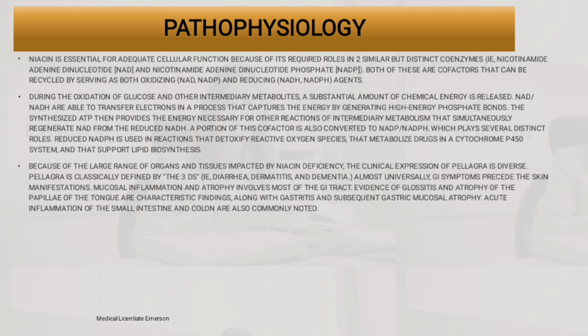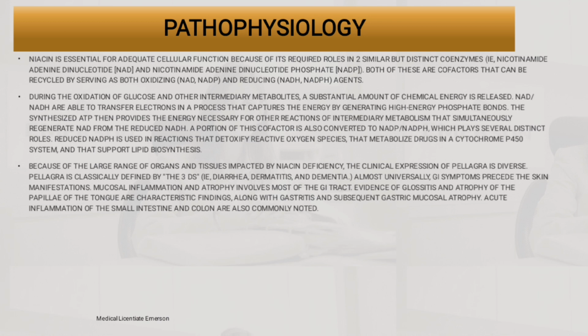Okay. Now, because of the large range of organs and tissues impacted by niacin deficiency, the clinical expression of pellagra is diverse, and pellagra is classically defined by the 3Ds, that is diarrhea, dermatosis, and dementia. So when we say the 4Ds, we include death, because that's the last thing someone can present with. But the 3Ds are the ones which we usually talk about, okay? Because those are the ones someone might present with. So those are the 3Ds, okay?